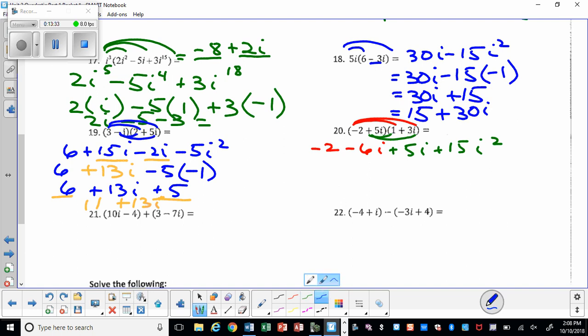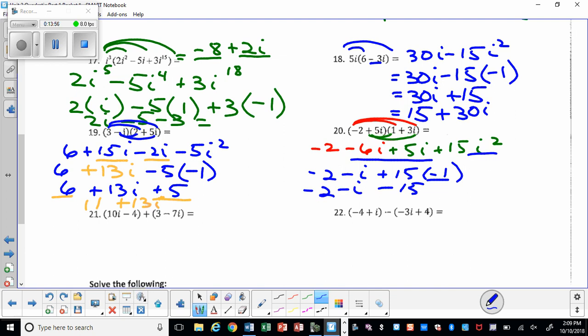Okay, so now we have these in the middle that we can combine. So I have negative 2, minus 6i plus 5i is minus i, plus 15 times negative 1. Right, i squared is negative 1. So that would actually be negative 15, and then the next one: minus 2, minus i, minus 15. And then I can combine the negative 2 and the minus 15, so that equals negative 17, and then I have a minus i. And again, just type that on the calculator and check yourself.